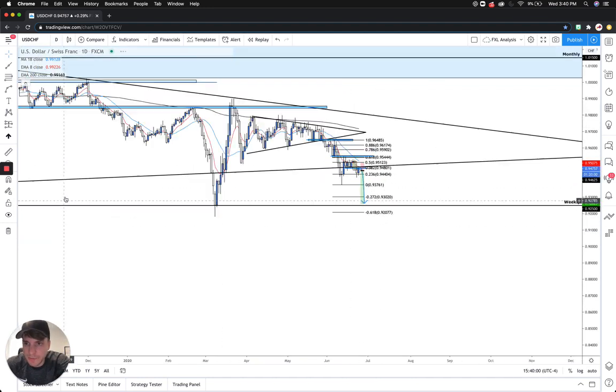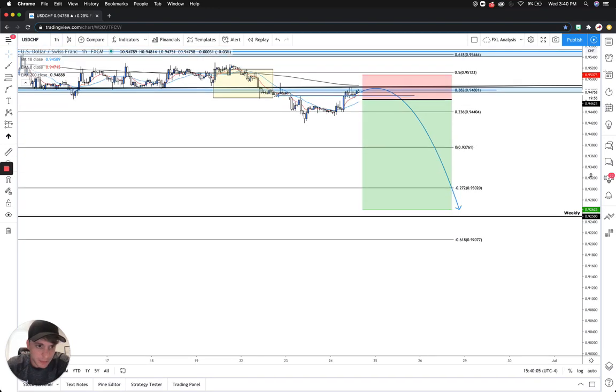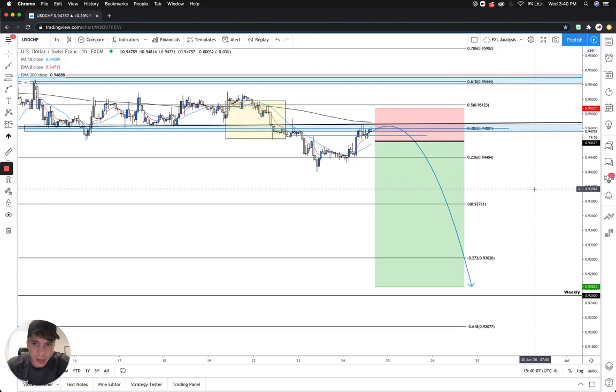Okay, guys, so this has been a full chart breakdown. Let me zoom back into where we had this trade marked up. This has been a full chart breakdown on USDCHF.